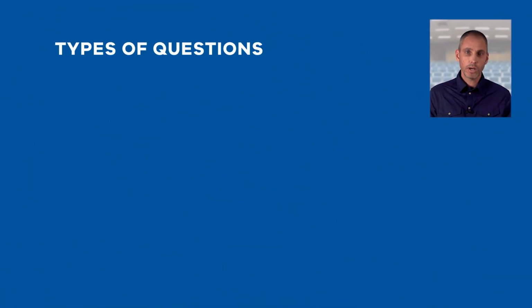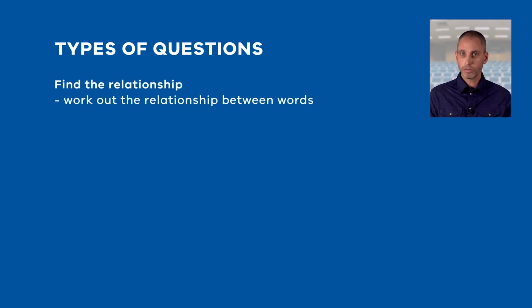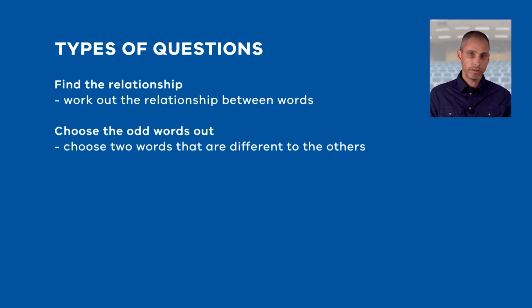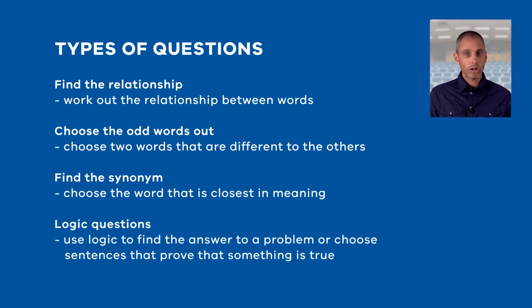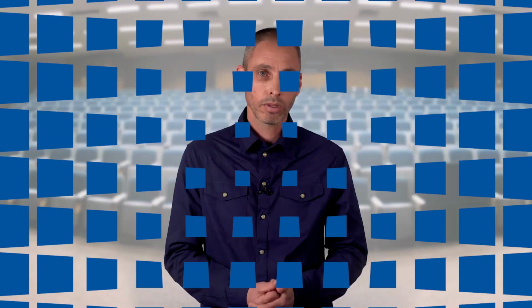There are different types of questions in the verbal reasoning test. The questions may ask you to find the relationship between words, choose two words that are different to the others, choose the word that is closest in meaning to another word, a synonym, use logic to find the answer to a problem, or choose sentences that prove that a statement is true. We're going to look at examples of each of the four different types of questions.